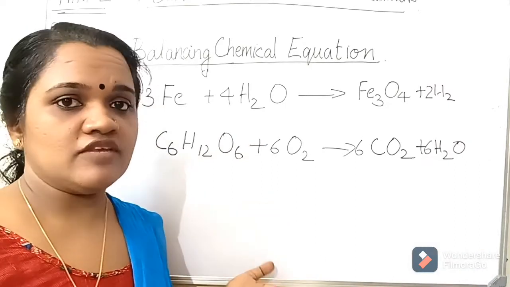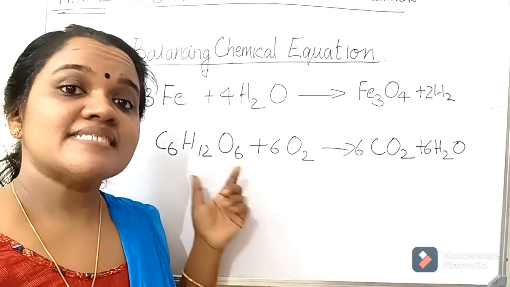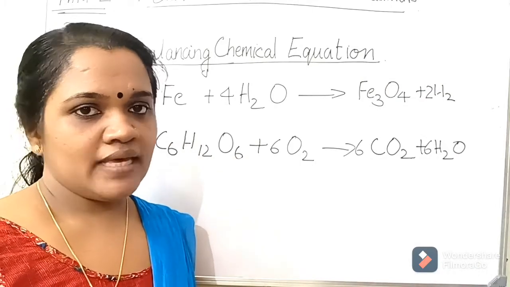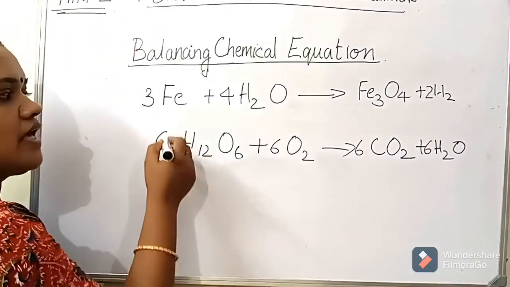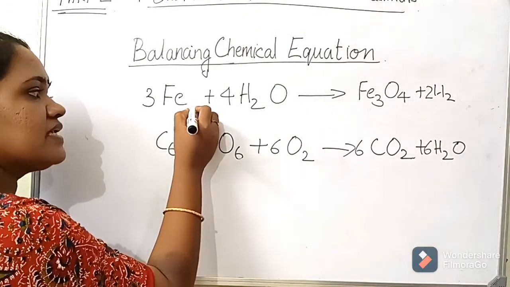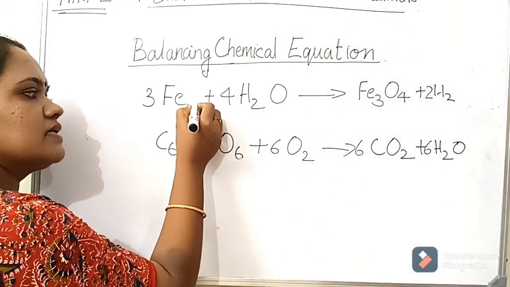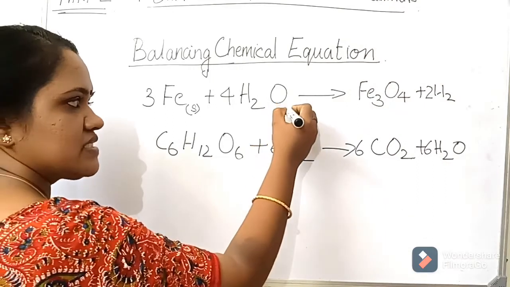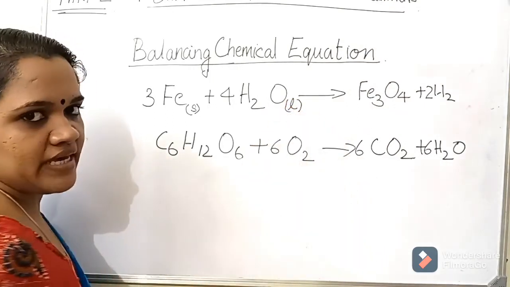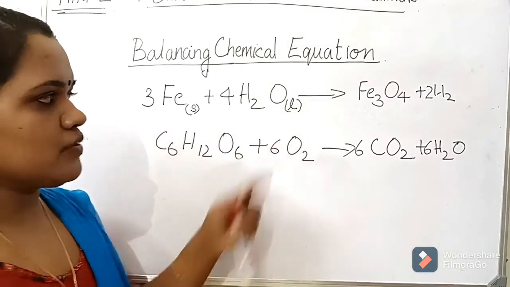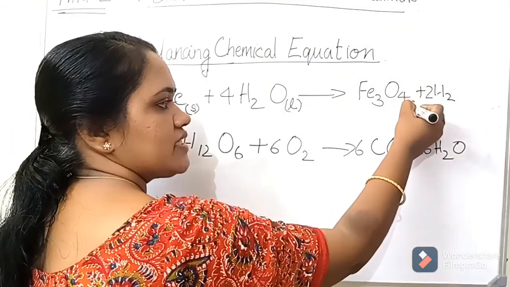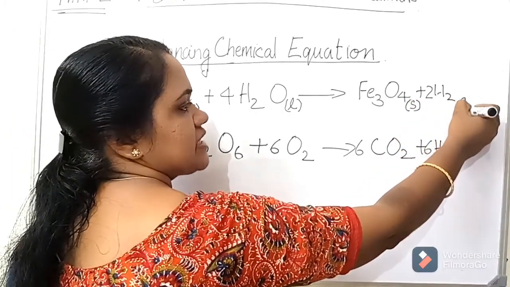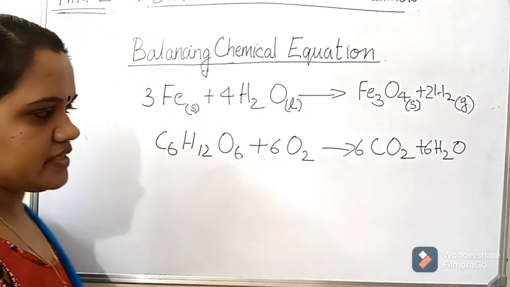But to make it more informative, we have to write the state of the reactants that take part in a chemical reaction. Okay, let's do that. Fe is in solid state, so we will represent S in small brackets. H2O is in liquid state, so L in small brackets, L for liquid. Fe3O4 is in solid state, again S in small brackets. Hydrogen is in gaseous state, so G in small brackets.